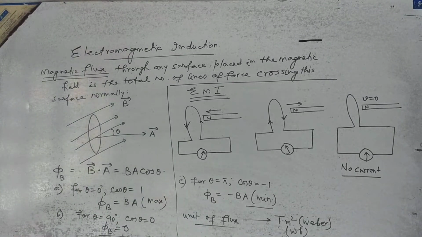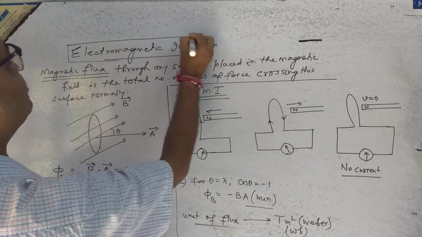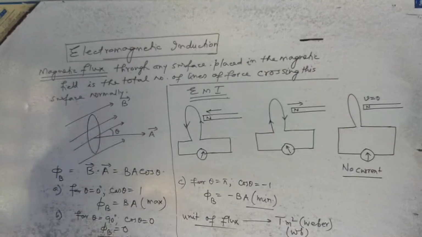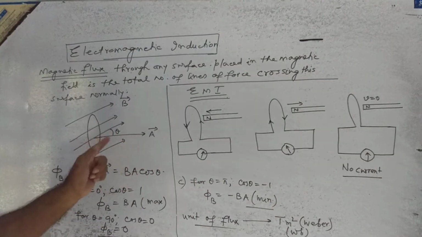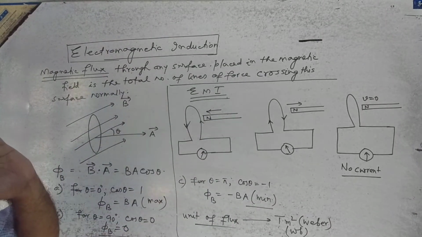Look at this. Tesla meter square, that is Weber. This is all about our magnetic flux. I hope you understand what I have said regarding the magnetic flux. I have started this chapter of electromagnetic induction, and I have started it with magnetic flux. This is all about magnetic flux.